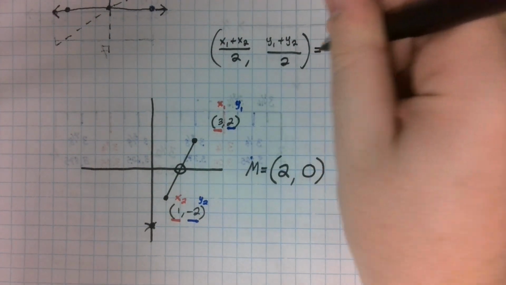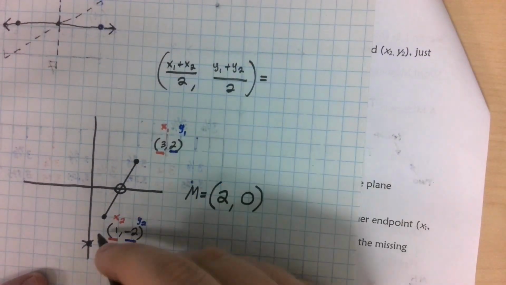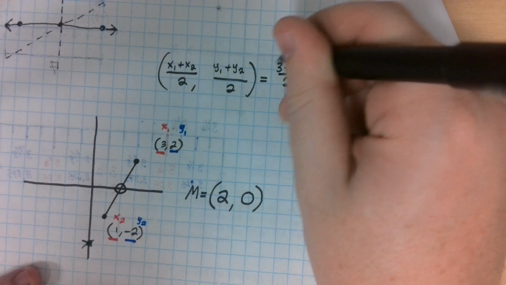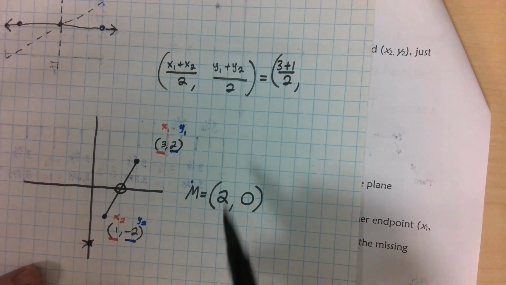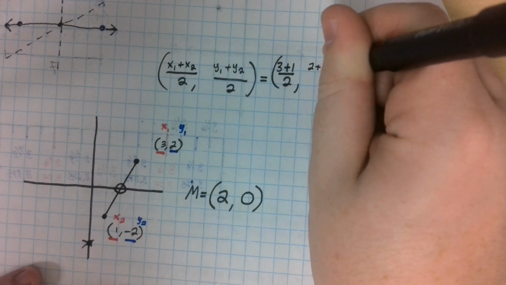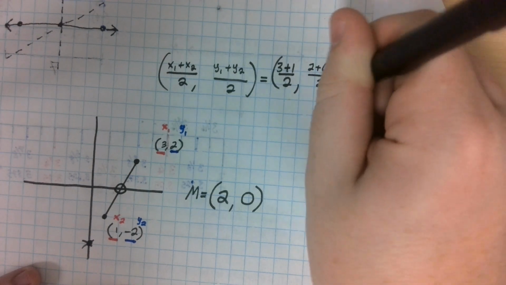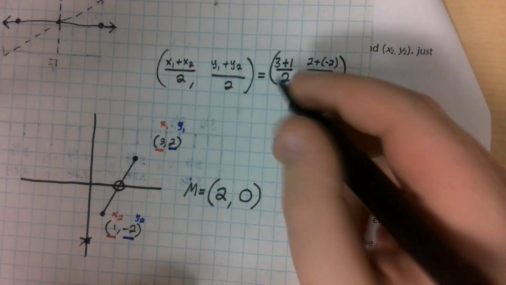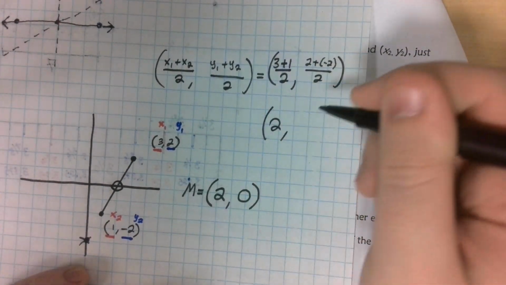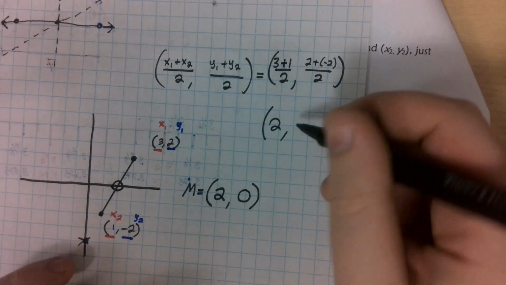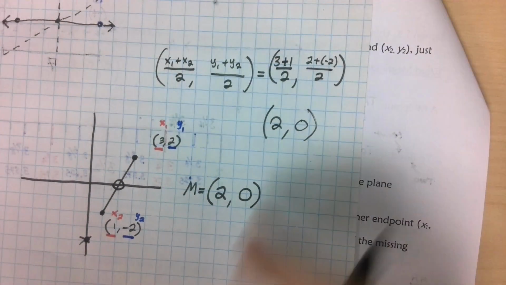Well, our x values were 3 and 1, so I'll just do 3 plus 1 over 2. And our y values were 2 and -2, so 2 plus -2 over 2. 3 plus 1 is 4. 4 divided by 2 is 2, so that's how we get the first coordinate. 2 plus -2 is 0. 0 divided by 2 is 0. We got the same answer.